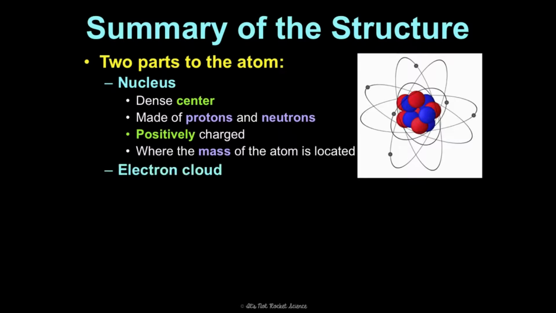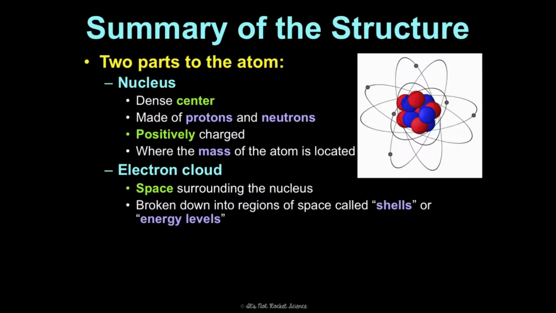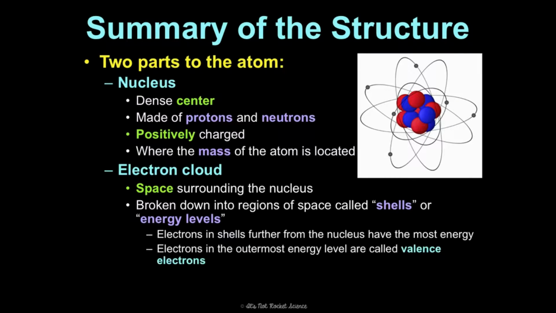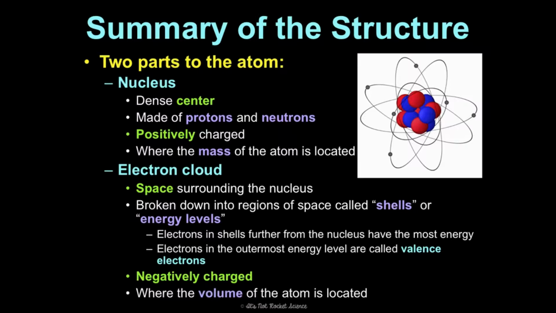The other part of the atom is the electron cloud, and it is a space surrounding the nucleus. It is broken down into regions of space called shells or energy levels, so those are interchangeable. The electrons in shells that are furthest from the nucleus have the most energy, and the ones in the most outer shell are called valence electrons, and those are going to be so important in future units. Because the electron cloud is made of electrons, it has an overall negative charge, and we say it's where the volume of the atom is located, because as you can see in the picture, the cloud and the shells are what's taking up the most space.